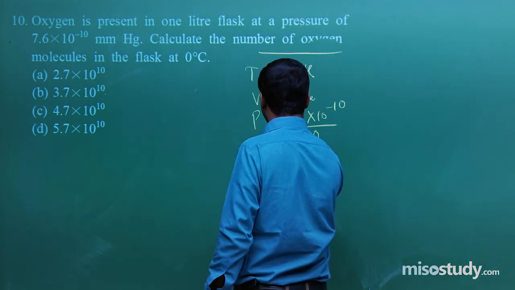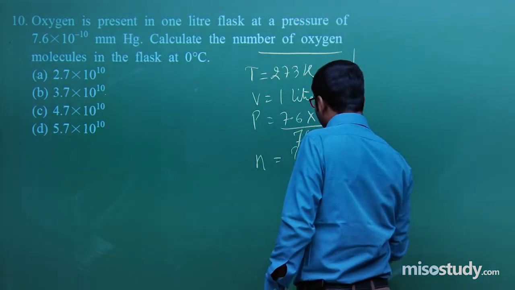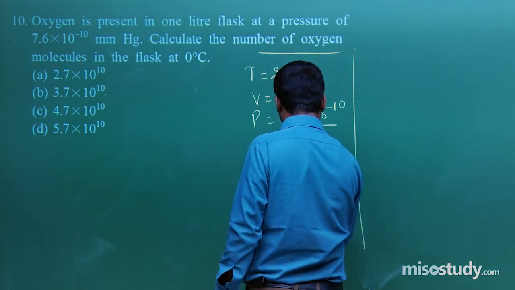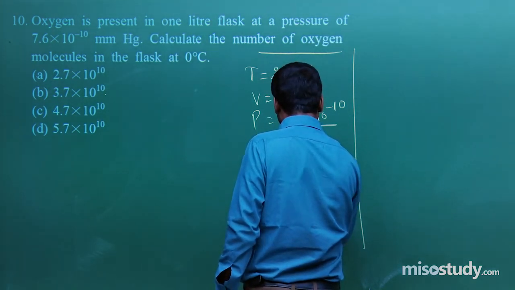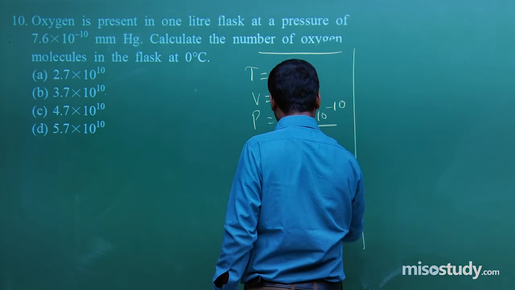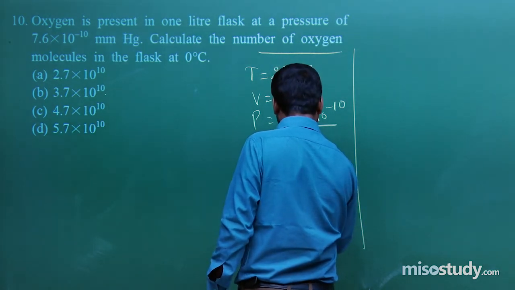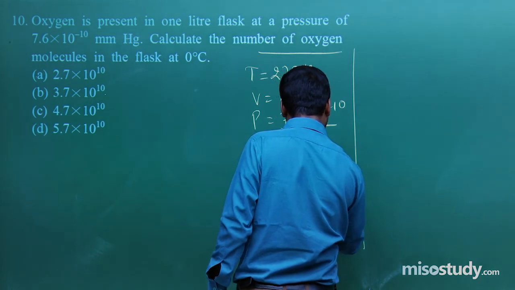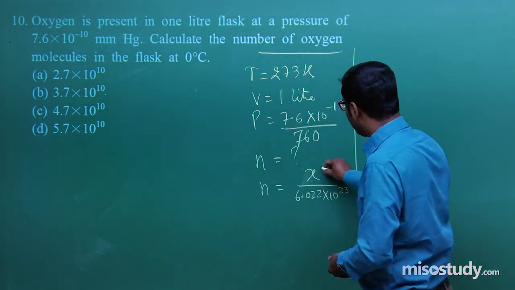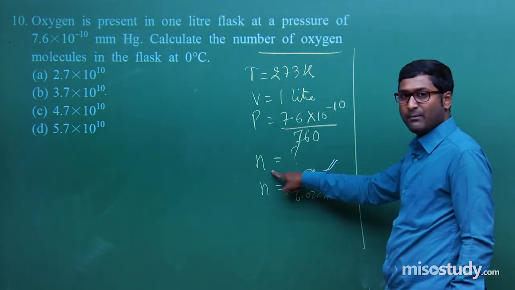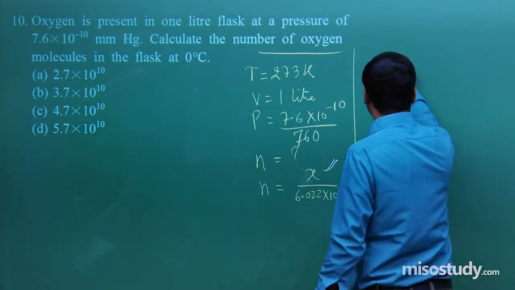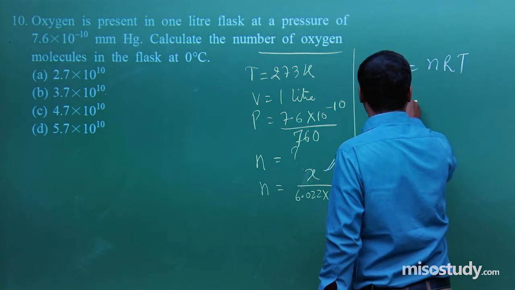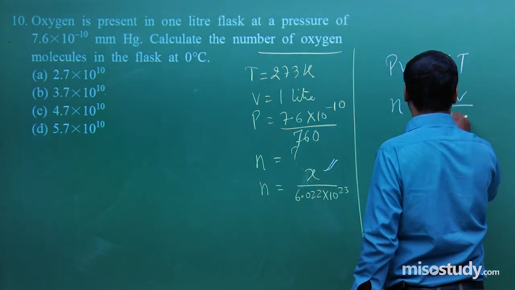First of all we have to find the value of n, and we all know n is equal to given number of molecules, write like this, capital X, upon Avogadro number 6.022 into 10 to the power 23. We have to find the value of x. First of all we have to find the value of n. As we know, PV is equal to nRT. Now n is equal to PV upon RT.